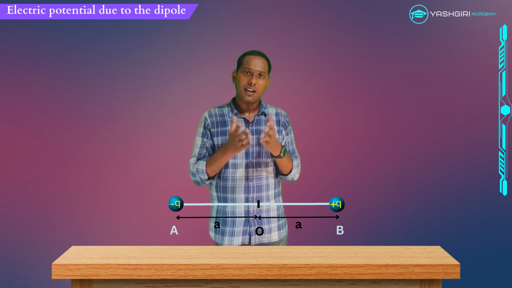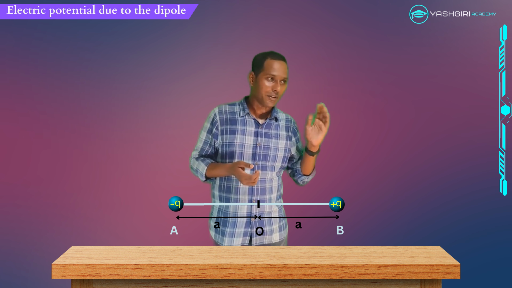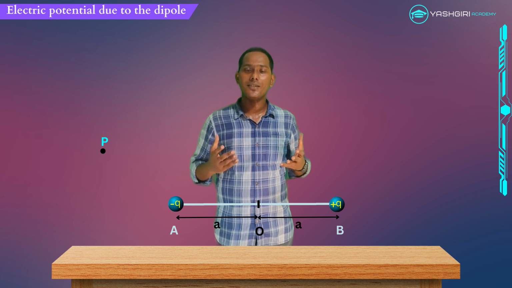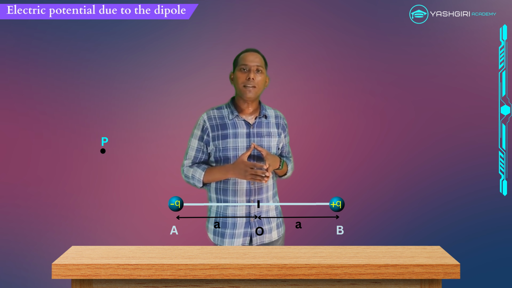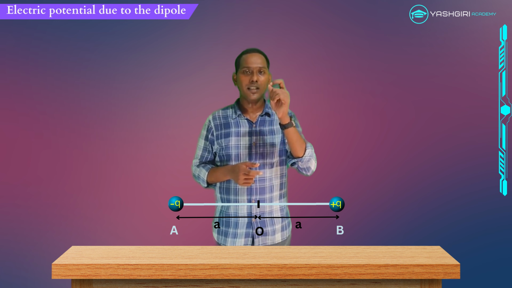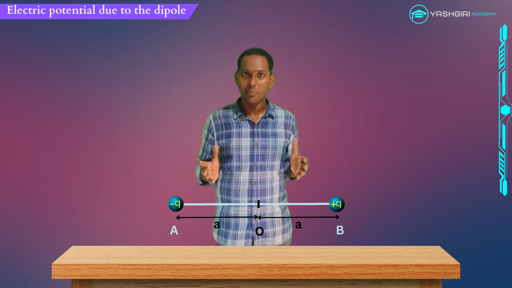Well, now I know, students, you must be having a question. What if the point is somewhere here, or what if the point is somewhere here? In such a case, how do we get the electric potential? Now that is what we will do in the next part. We will be finding the electric potential at any general point due to this dipole. So let us do that.